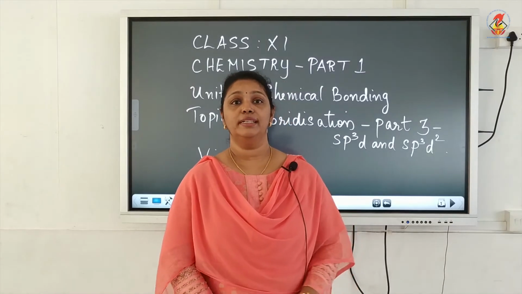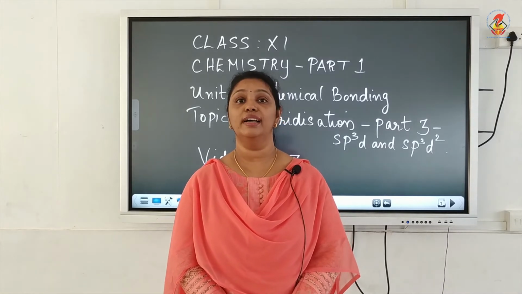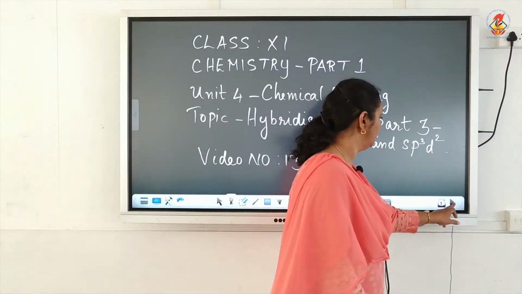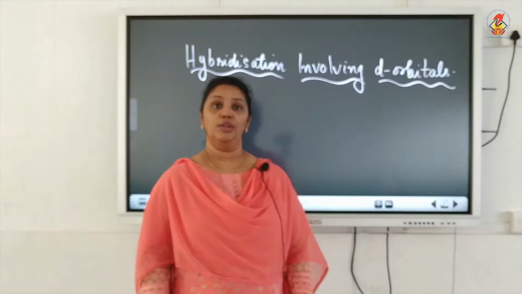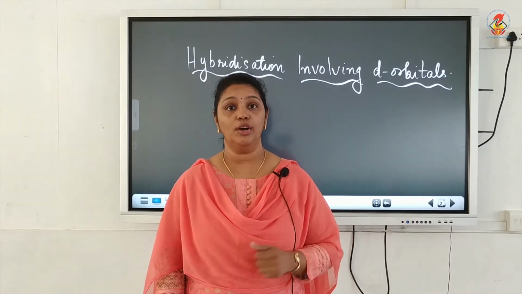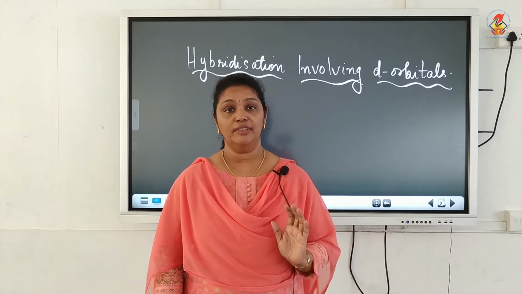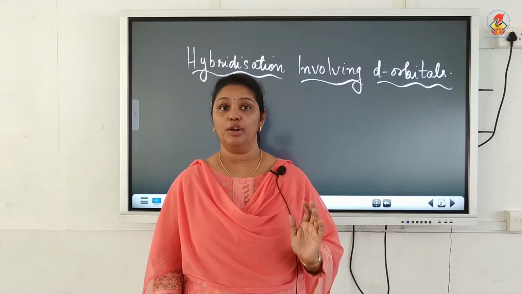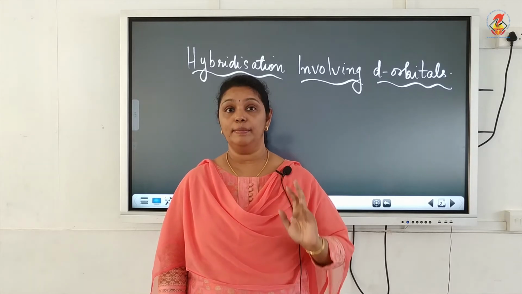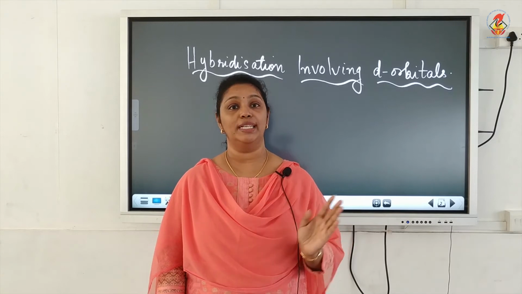So we completed the hybridization involving s and p orbitals. Now let us see the hybridization involving d orbitals. We know that in the first period of the periodic table we have 1s orbital getting filled. Second period we have 2s and 2p orbital getting filled. In the third period we have 3s, 3p and 3d orbitals, but only 3s and 3p orbitals are getting filled.